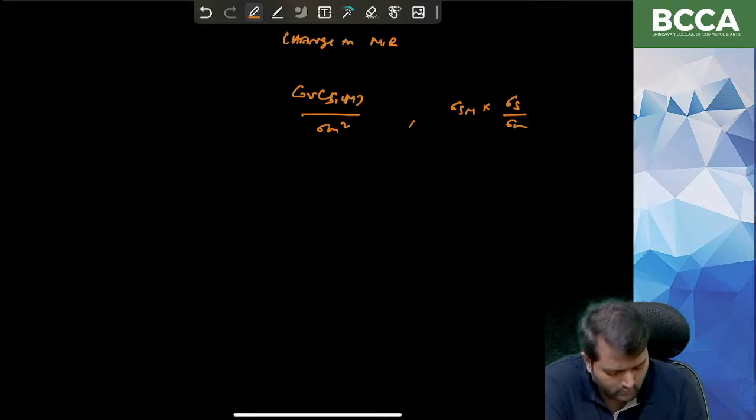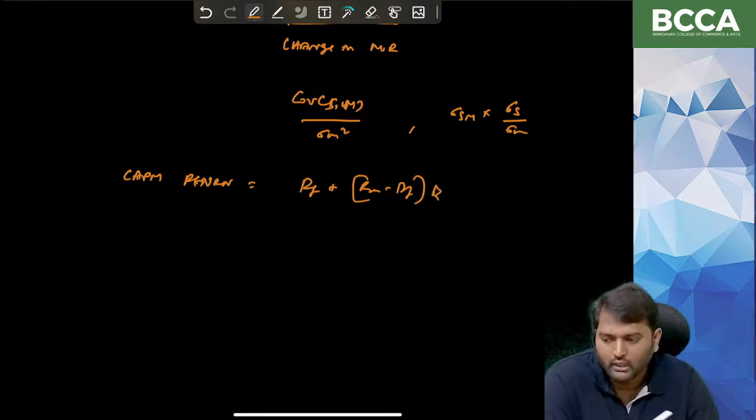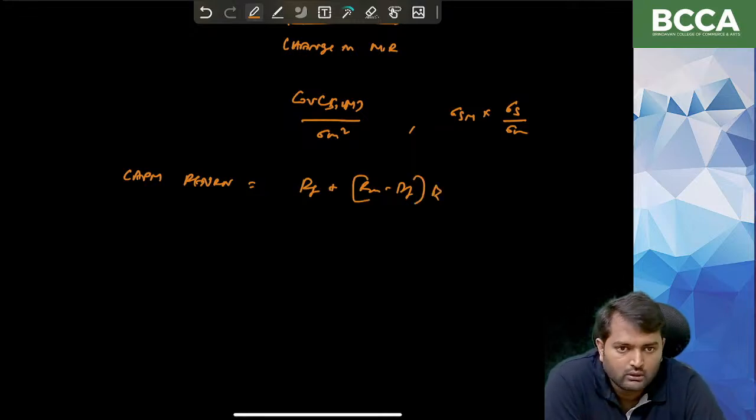The next point is, later on we have learned the concept of CAPM return: RF plus RM minus RF into beta. I hope you understood the logic for this one. If it is a risk-free security, the investor would expect the risk-free return. If he is not taking any risk, he would expect the risk-free return. But however, if he is making an investment in the market, then he will expect RM, the market return.